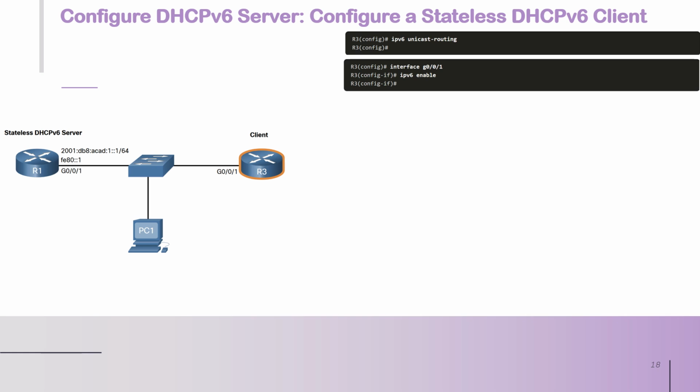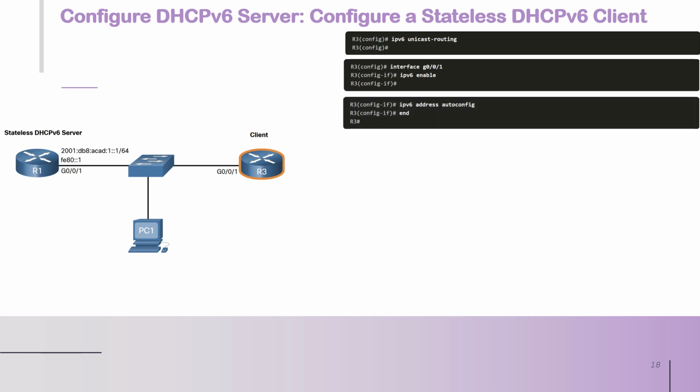And step 3 is configure the client router to use stateless address auto configuration, which means that by using the IPv6 address autoconfig command, you are configuring the router to use stateless address auto configuration to create an IPv6 configuration. And step 4 is to verify the client router is assigned a global unicast address.